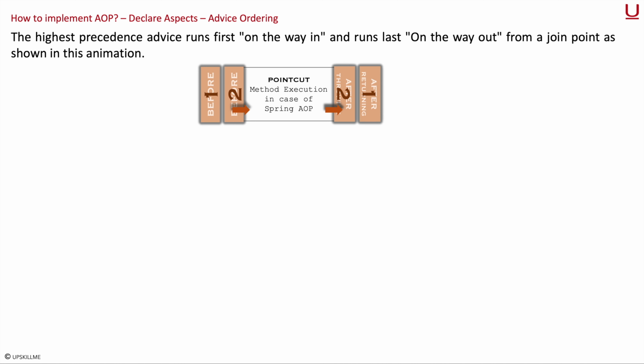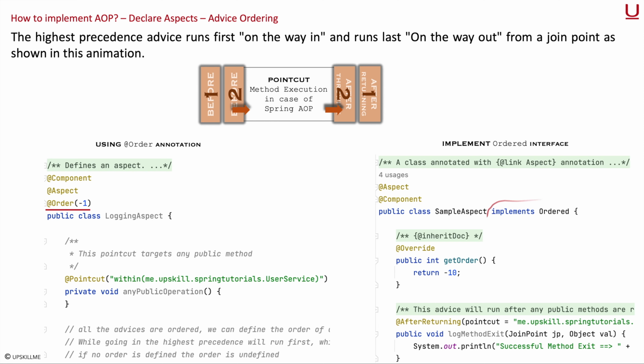Unless otherwise specified, the precedence of the aspects is not defined, meaning the order of execution of aspects is undefined. You can specify the order of aspects using the usual Spring way by either implementing the Ordered interface or by using the Order annotation as shown here. The lower the number, the higher the precedence for the aspect.